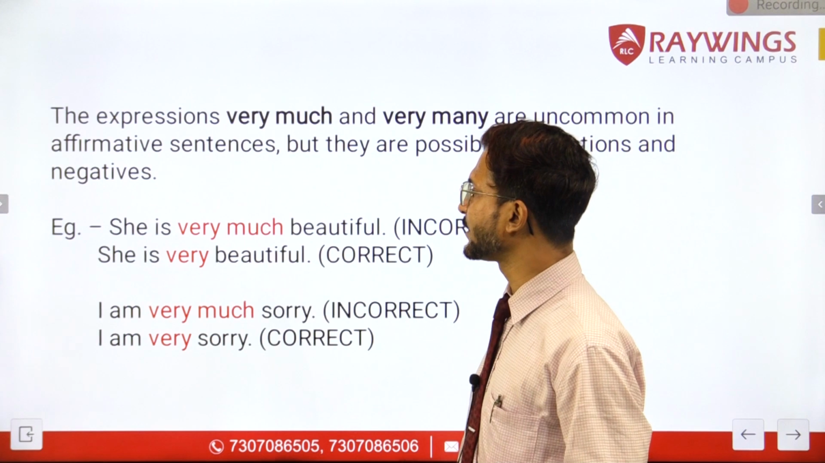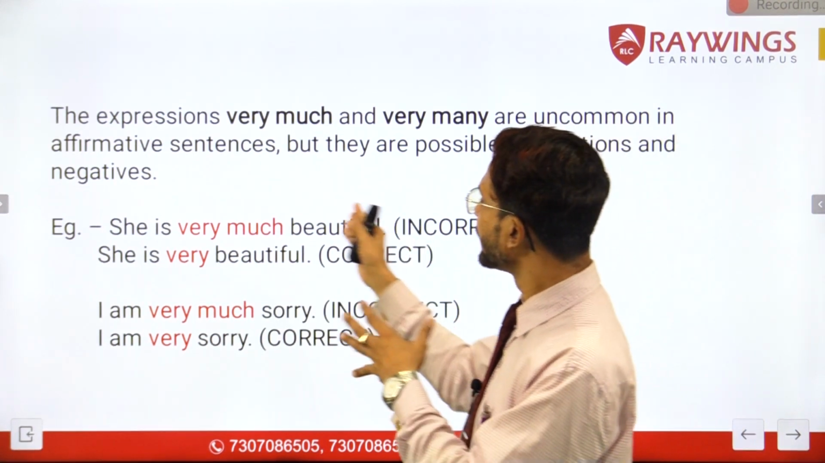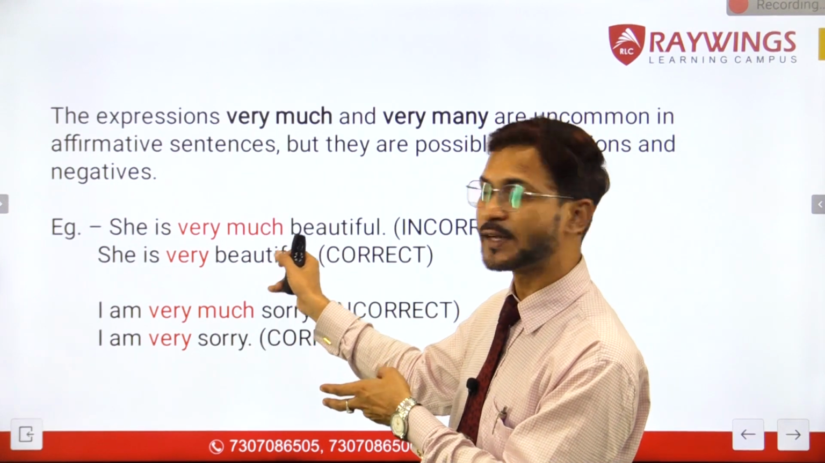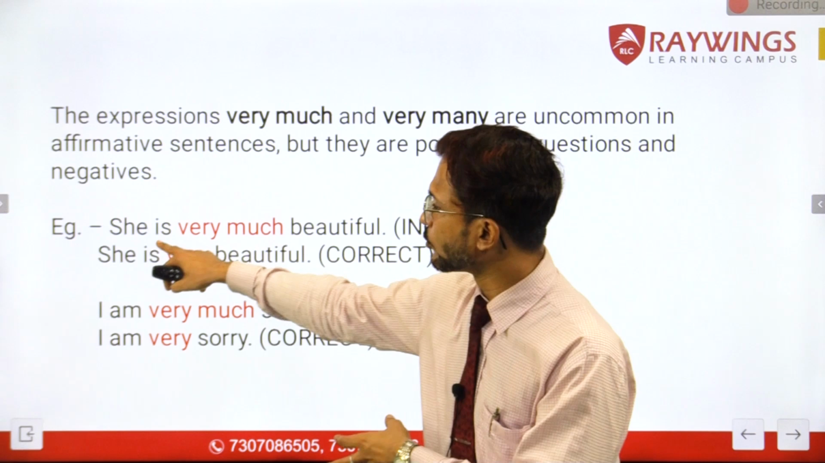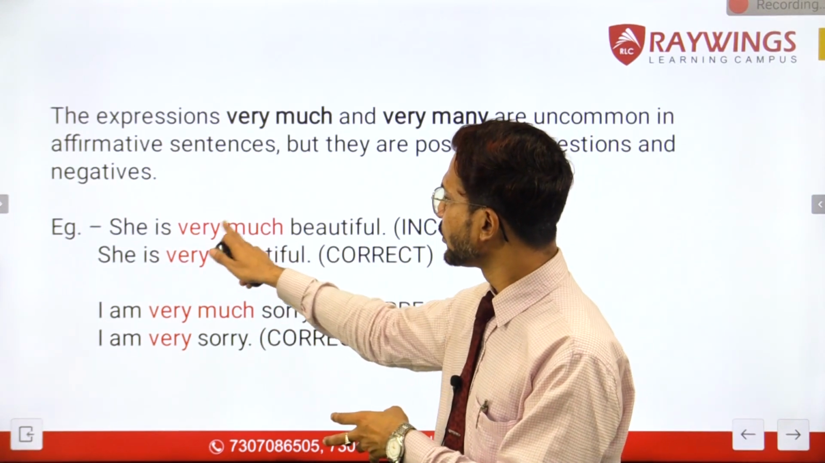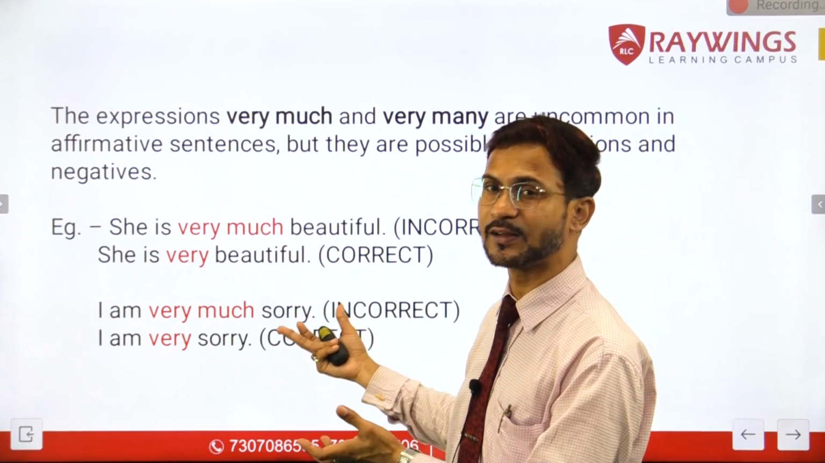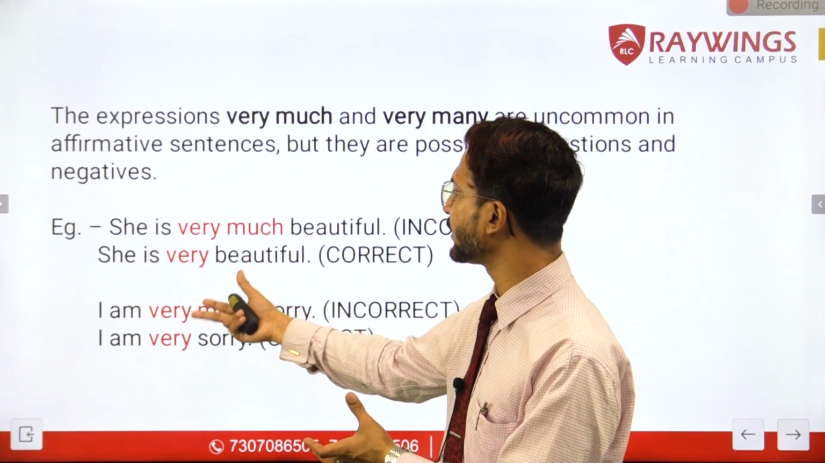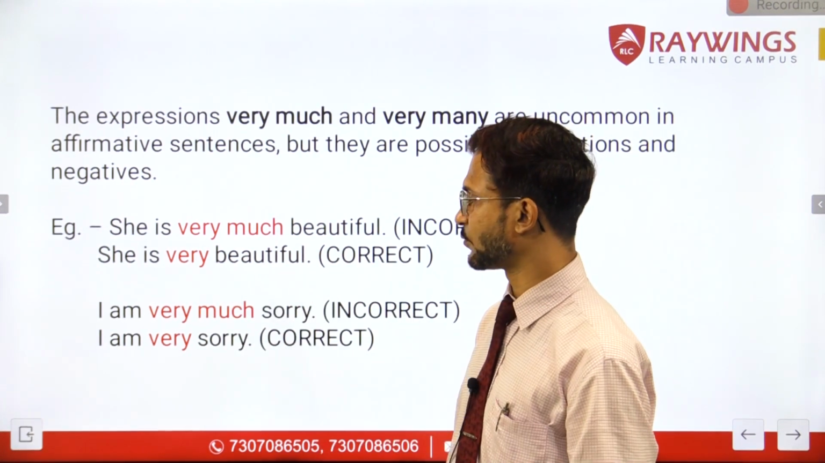So if I say that she is very much beautiful, this sentence is incorrect because this is an affirmative sentence, and beautiful here is an adjective defining the quality of this pronoun she. Now, we have used two adverbs to modify this adjective, which is incorrect in English. We only say that she is very beautiful, right? So this is the correct form.